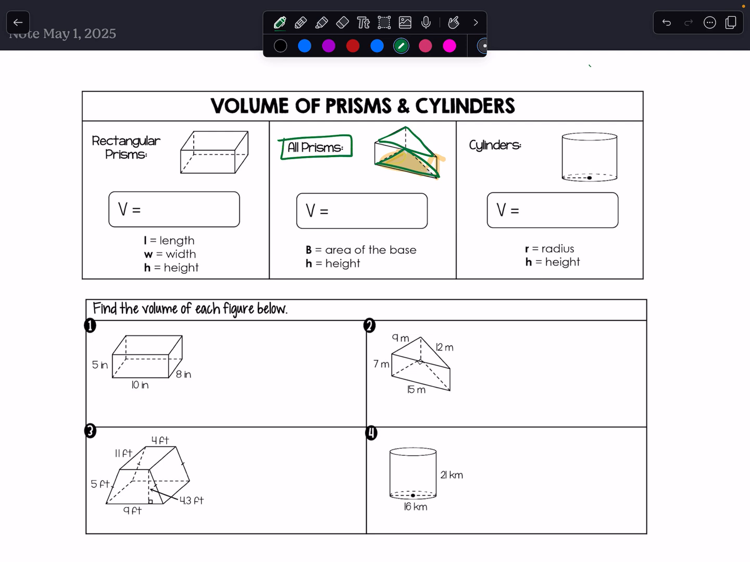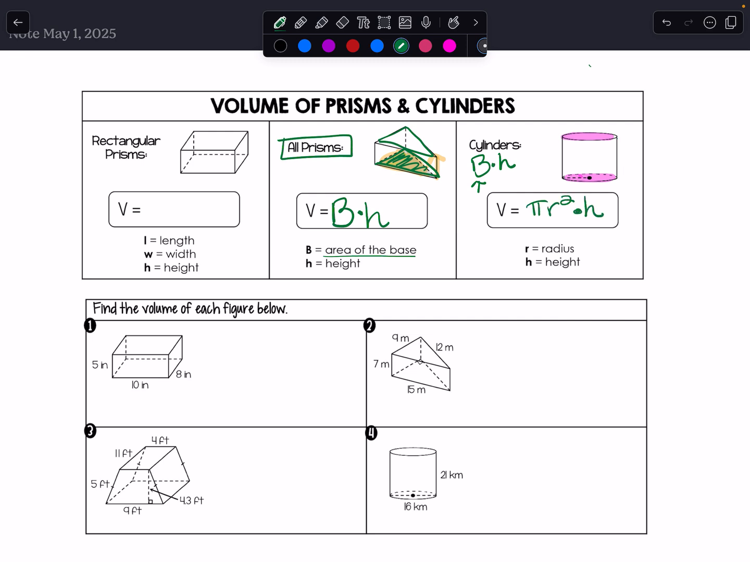To find the volume, you want to do the area of the base, no matter what the shape is. In this case, it's a triangle. Then multiply that times the height. A capital B stands for the area of the base. For a cylinder, the base is a circle, but it's the same thing. It's the area of the base times the height, and we know that the area of a circle is pi r squared. So it's really pi r squared times the height.